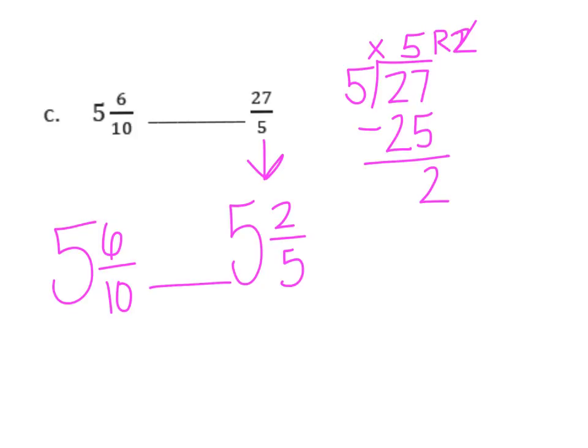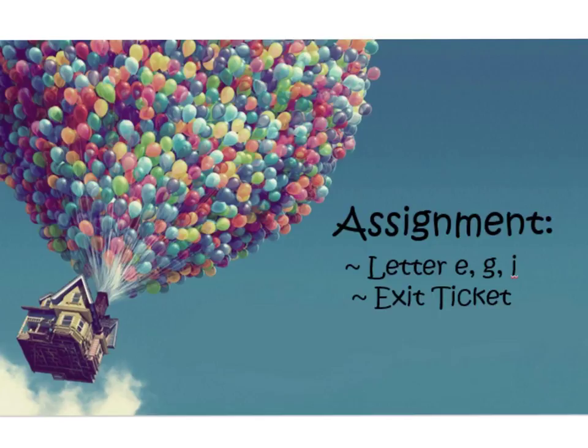To do that, I'm going to cross multiply. 10 times 2 is 20. 5 times 6 is 30. I know that 30 is greater than 20, so 5 6/10 is greater than 5 2/5.